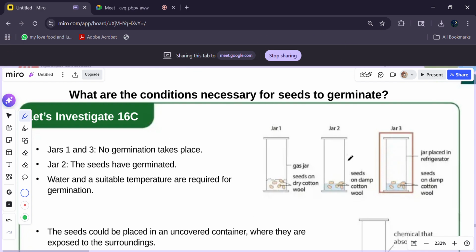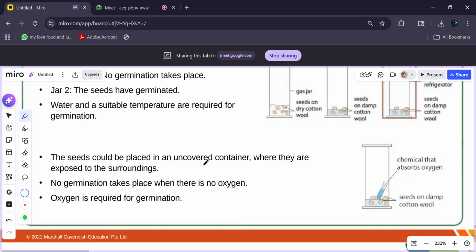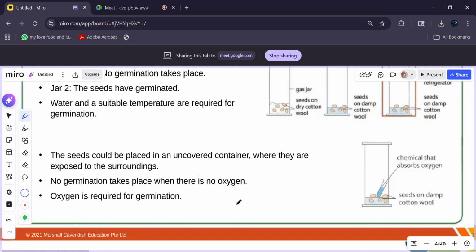Now, in jar 1 and jar 3, no germination takes place. Only in jar 2, the seeds have germinated. So that means water and a suitable temperature are required for germination. The seeds could be placed in an uncovered container where they are exposed to surroundings, and no germination takes place where there is no oxygen. Oxygen is required for germination.